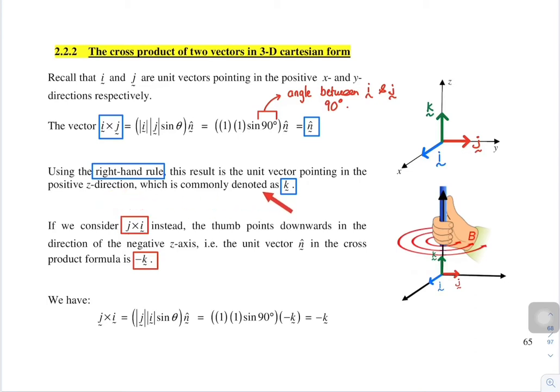When we evaluate this, we get the unit vector itself, perpendicular to both i and j. Now using the right hand rule, this unit vector is pointing in the positive z direction. As we have denoted before, this positive z direction has a unit vector of magnitude 1 also, and we call this the vector k. Remember that this is a base vector as well, parallel to the z-axis. Now if we consider j cross i instead, the thumb points downwards in the direction of the negative z-axis. The unit vector n in the cross product formula is therefore negative k, and we can explain it with the use of the definition of the cross product as well.